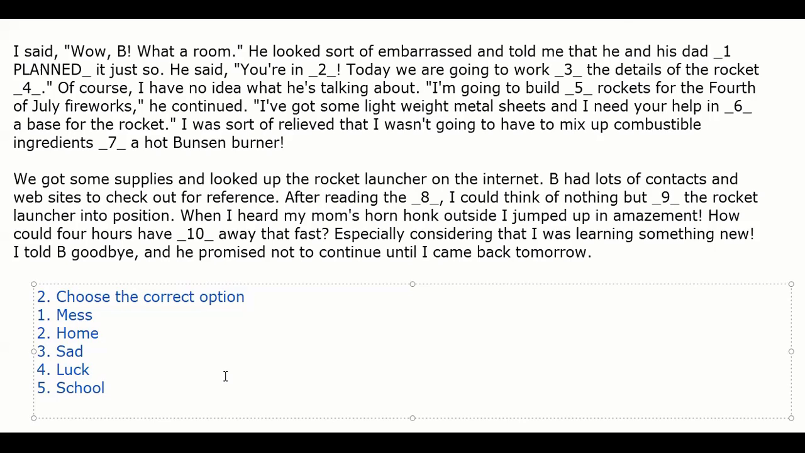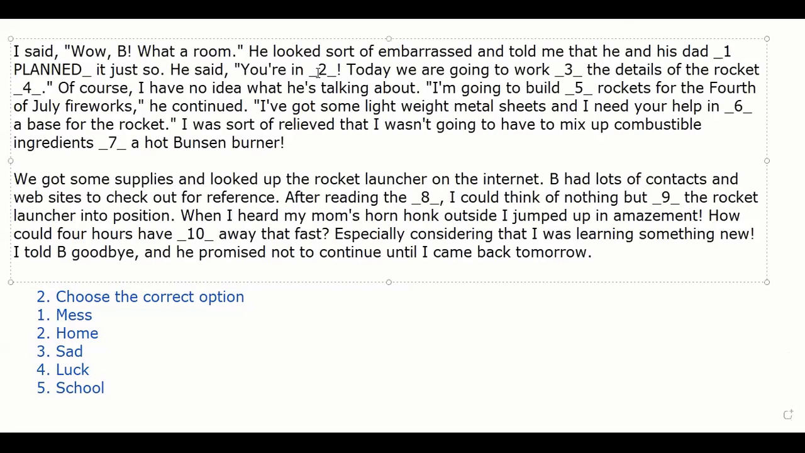So it's luck because he says you're in luck, which means you're lucky because we're going to build a rocket launcher. Yeah, because you're going to learn how to build a rocket. So it's not a mass thing, it's not a sad thing, right, guys? It has to be because you are in luck. You are right. The point is the emotion. What emotion is going here? It should be positive emotions, right?